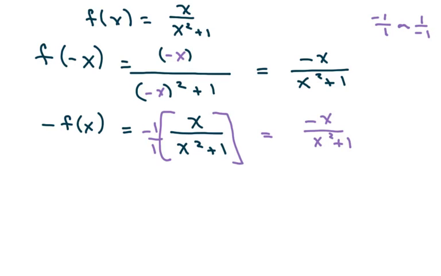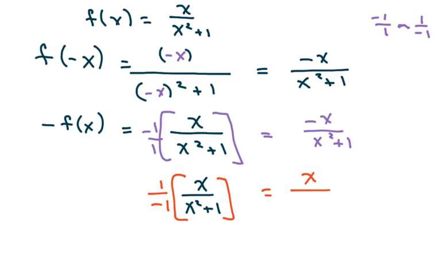The other possibility is, I'm going to write this out again, and I'm going to multiply this by negative 1 over negative 1, and that would give me x over, if you distribute the negative, negative x squared minus 1. So there's two possibilities here.